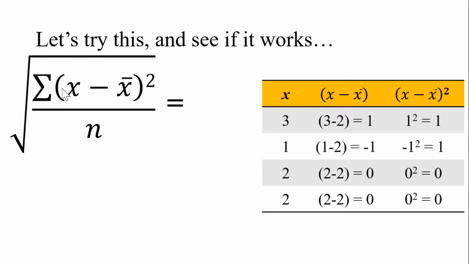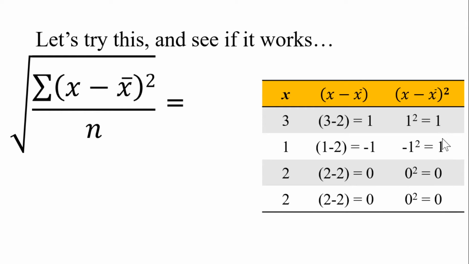I have here our data set. I have the thing we had before, which is x minus x bar. So we had 1, -1, 0, and 0. Now we're adding this next column here. Now we're doing that x minus x bar squared. All right, so I did 1 squared, which is 1. -1 squared is 1. 0 squared is 0. And 0 squared is 0. Okay, now we're getting somewhere. Now I can add these up, right?